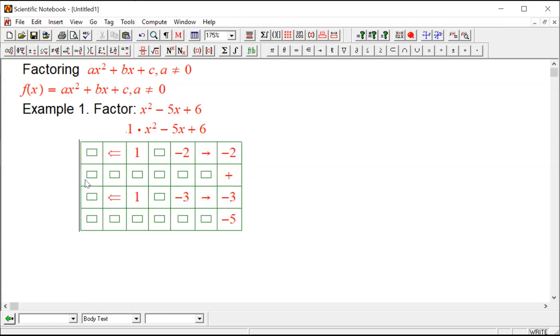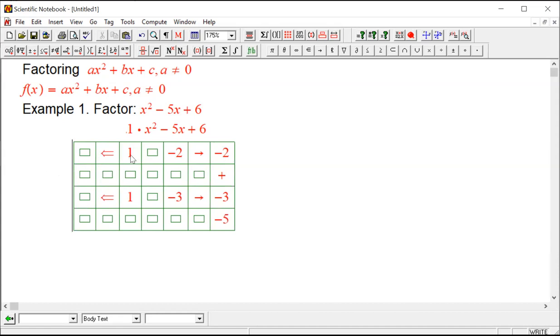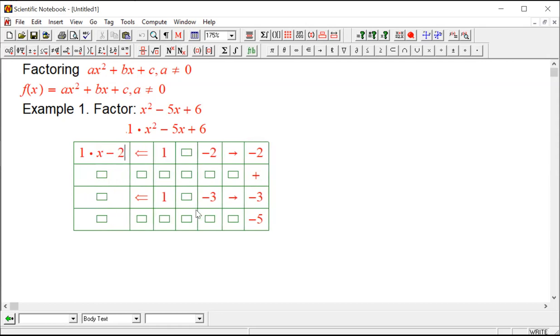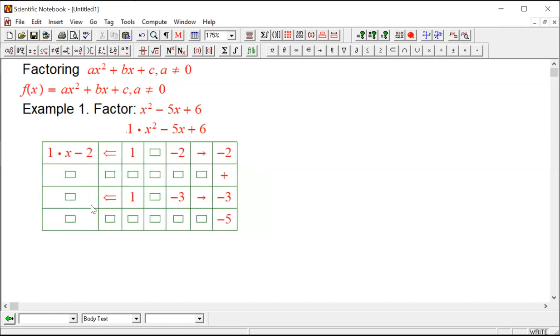And the next thing we do is to take the first row. This first row has 1 and -2. So we're going to take the 1, multiply by x and add a -2. And the third row right here, I'm going to take the 1, multiply x, and add a -3, which is subtract 3. So by this time, the factor is made.